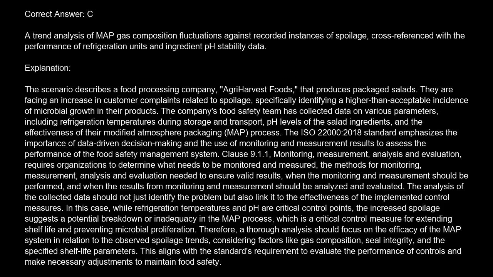Explanation: the scenario describes a food processing company, AgriHarvest Foods, that produces packaged salads. They are facing an increase in customer complaints related to spoilage, specifically identifying a higher than acceptable incidence of microbial growth. The company's food safety team has collected data on various parameters, including refrigeration temperatures during storage and transport, pH levels of the salad ingredients, and the effectiveness of their modified atmosphere packaging (MAP) process.